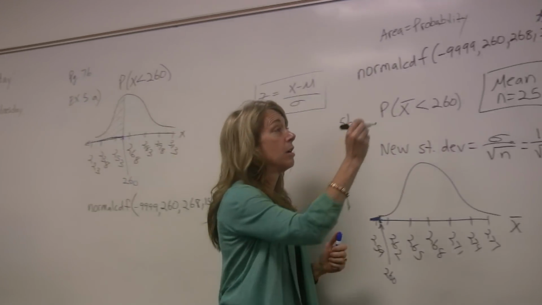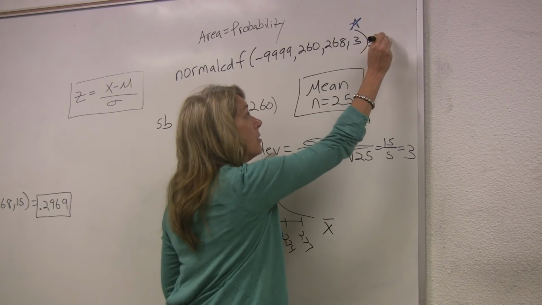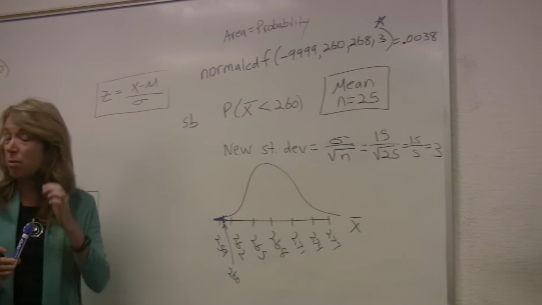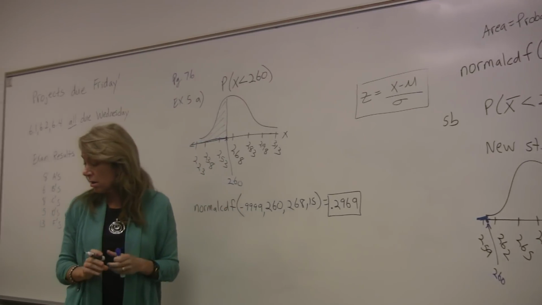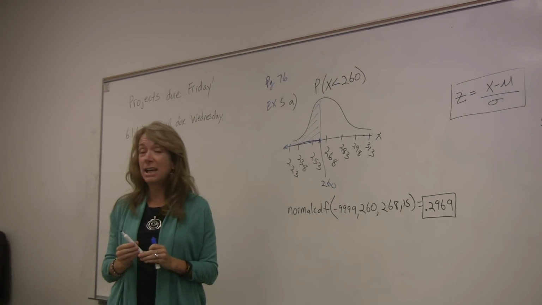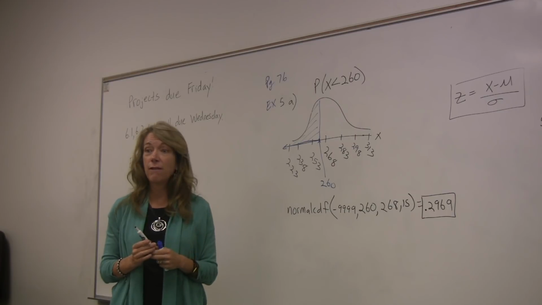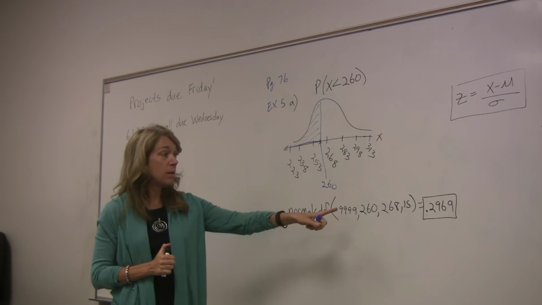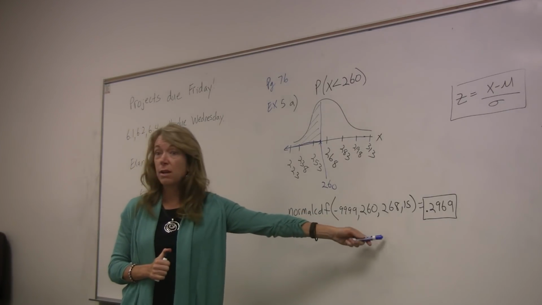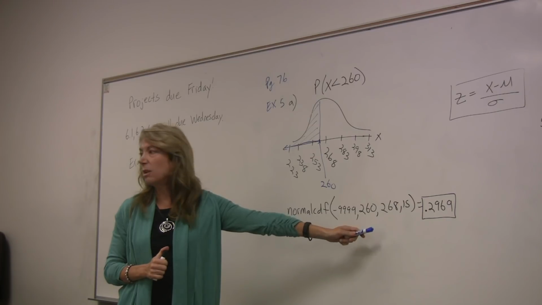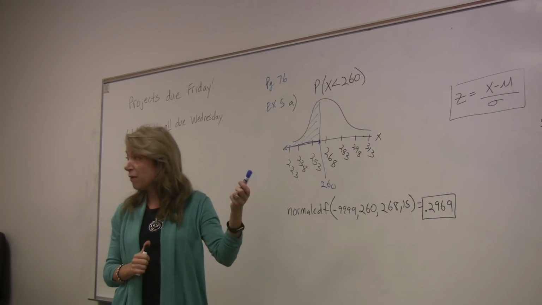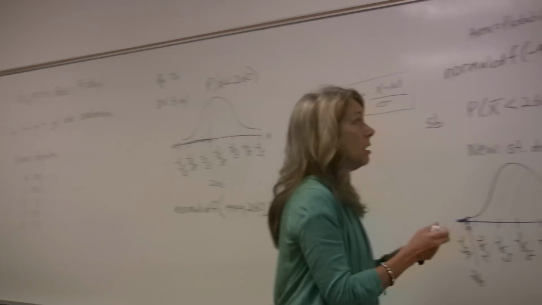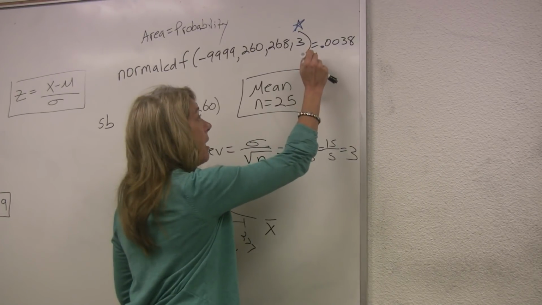What's the answer here? 0.0038. That's a very tiny probability. It's really unlikely for a group of 25 women to have an average that low. It's not unlikely for one woman. We talked about that over here. One woman, it's not surprising. Happens 30% of the time. But to have an average that low, extremely unlikely. This is really unlikely to happen.